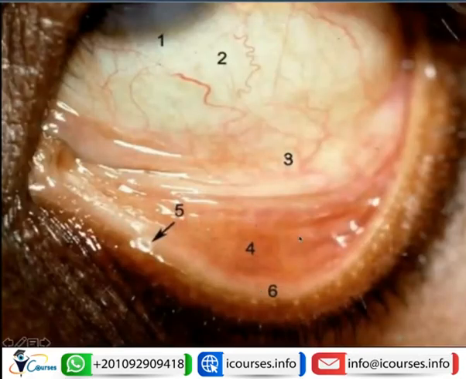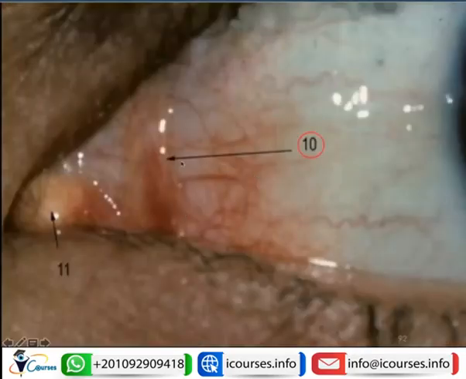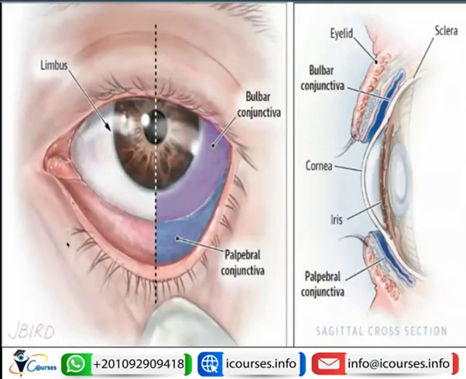So here we have the section of the conjunctiva. This is the palpebral conjunctiva, this is the bulbar conjunctiva, and the junction between both of them is the fornix. This is the fornicial conjunctiva. Then we have the semilunar fold. This is a vertical fold of the conjunctiva, and this fleshy part of the conjunctiva is called the lacrimal caruncle or conjunctival caruncle. Here is the palpebral conjunctiva, bulbar conjunctiva, and the junction between both of them is called the fornix.